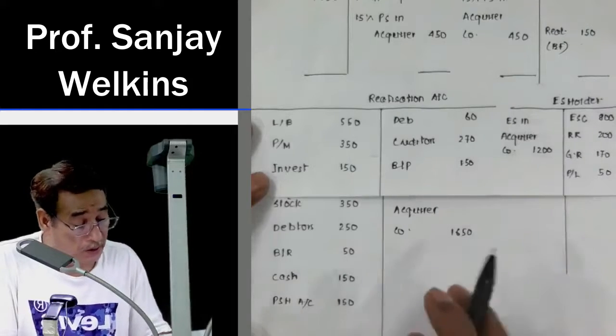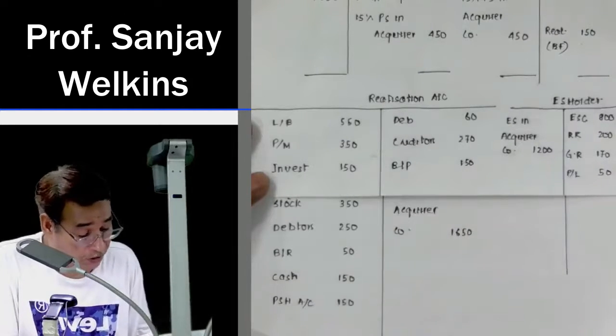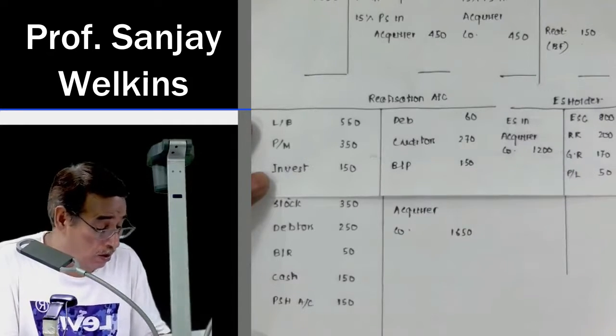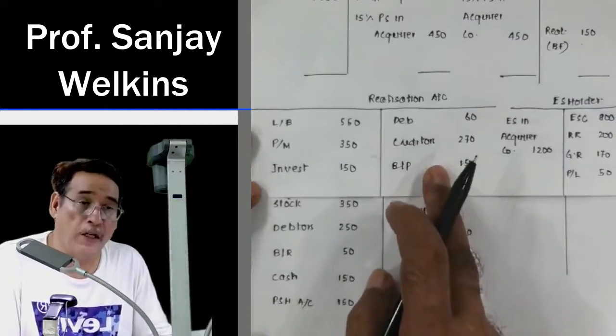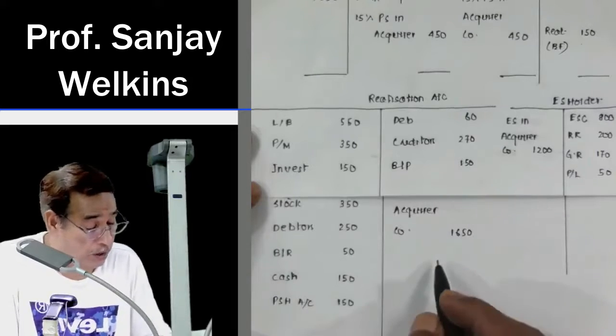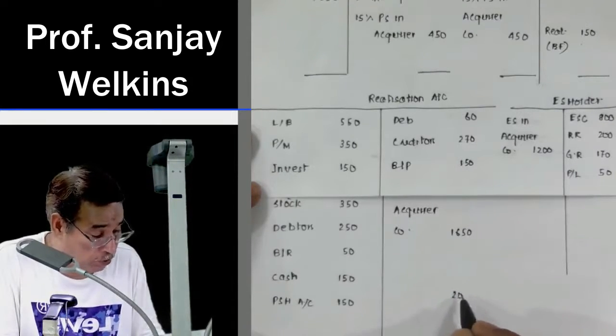Now, acquirer account is closed, preference shareholder account is closed. Now we are in a position to close realization account because we need not sell any asset or pay any liability, because all liabilities have been taken over, all assets have been taken over. If I compute the loss, it will be equal to 20 lakh.